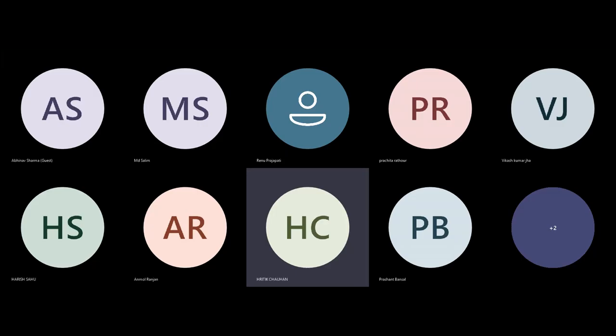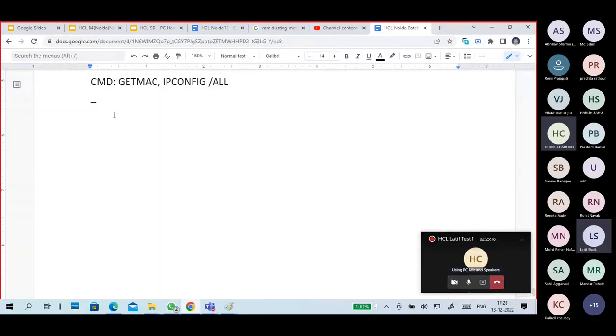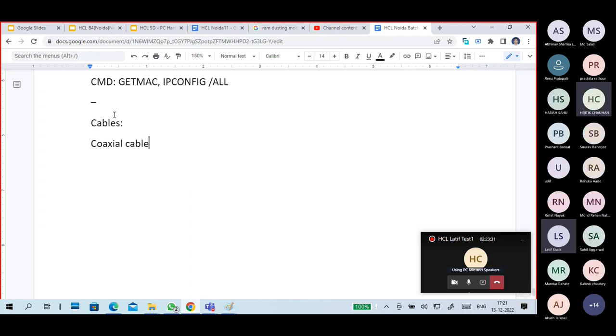So what are the cables we use? NIC completed, next part is cables, right? What are the cables we use in networking? Coaxial cable. Twisted pair, which has two types, UTP and STP: unshielded twisted pair and shielded twisted pair. And optical fiber or fiber optic cables. These are the three main types of cables we use. Out of those, twisted pair cables are generally used.